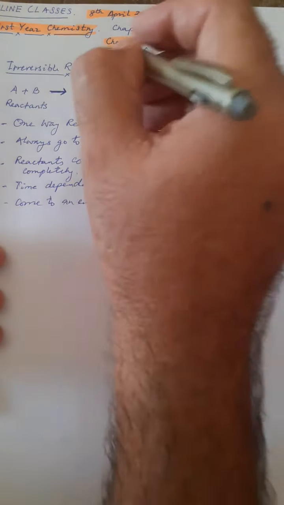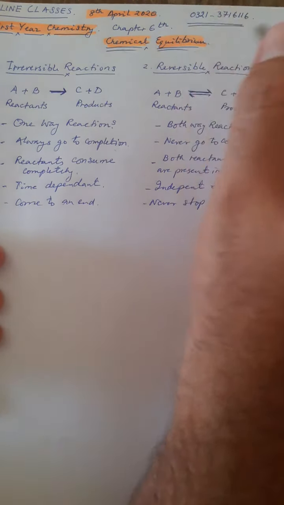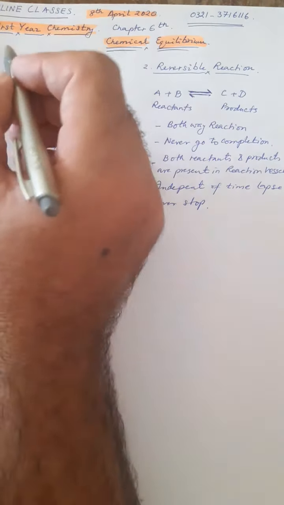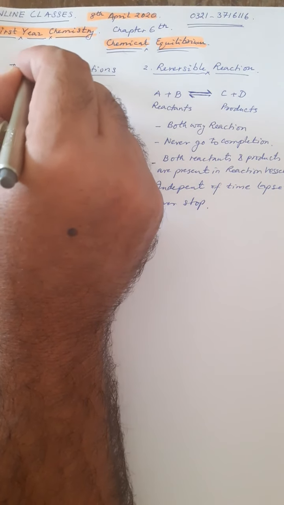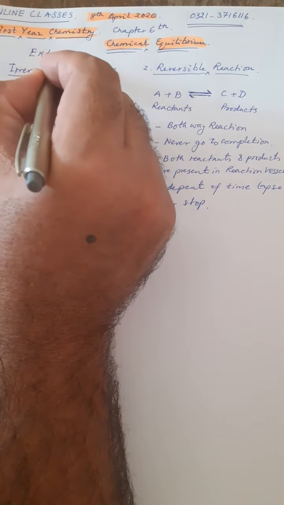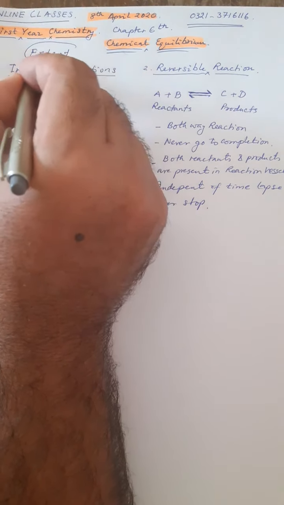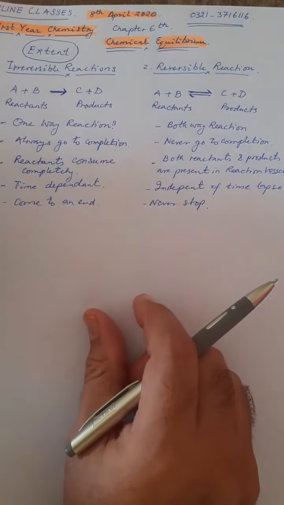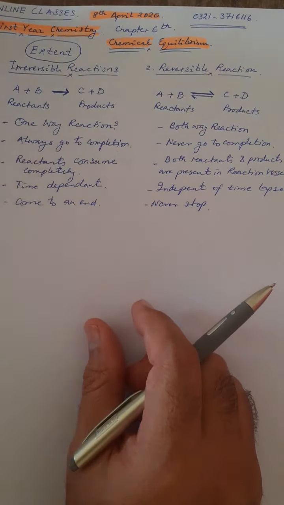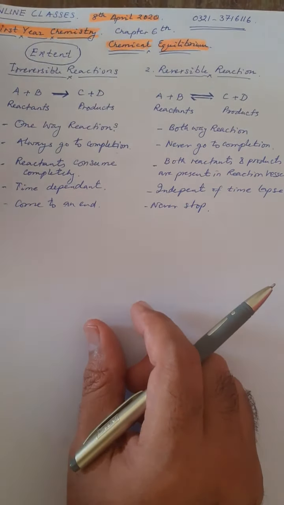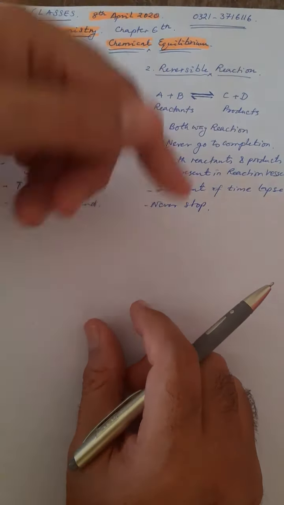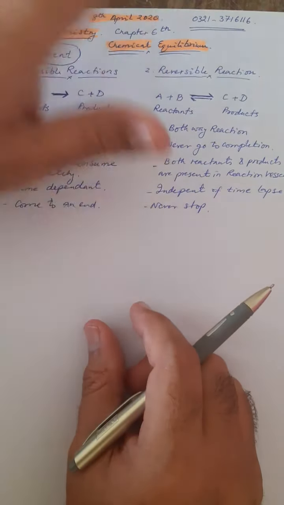Now, the word extent, it means limit. By limit, it means how long a reaction can go. Right? So they have some extent. They can have less or more extent, but they have infinite extent. They just go on and on and on.